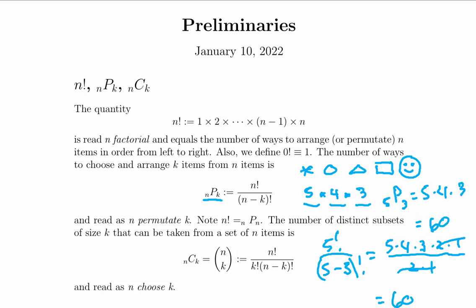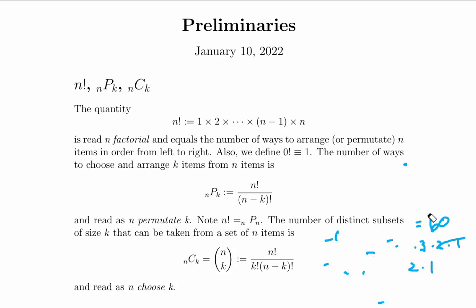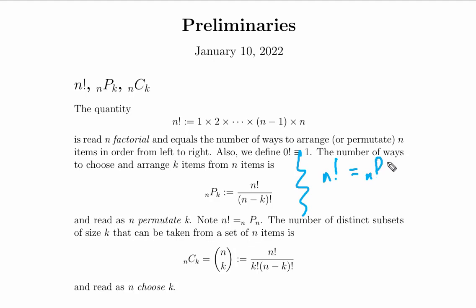Okay. Note also that n factorial is just a special case of this permutate business. N factorial is just n permutate n. That is, if there are n items and I want to know how many ways I can choose n items from n items and then arrange those in a row, that's n factorial. That's just nPn. So really, this is just a special case of that.